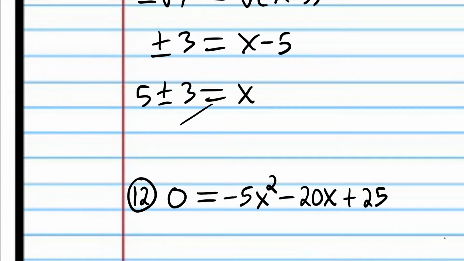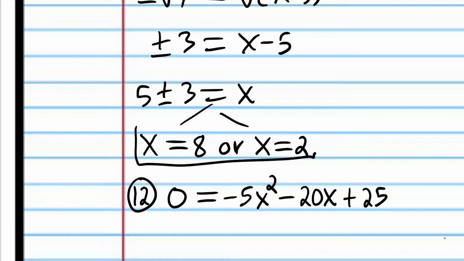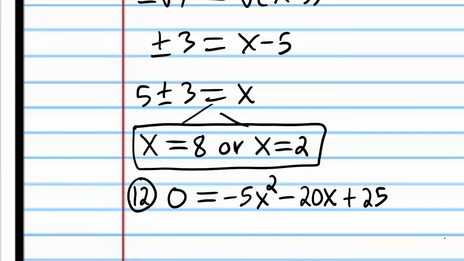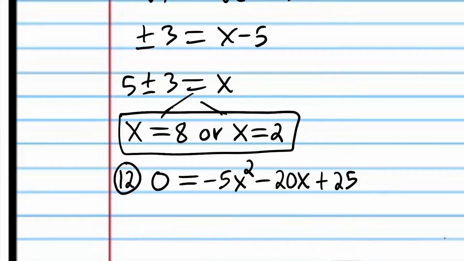And if 3 is positive, 5 plus 3 is 8. If 3 is negative, then 5 minus 3 is 2. So again, it's not really that much different. It's just that initial step where we have to get rid of that coefficient of x squared.